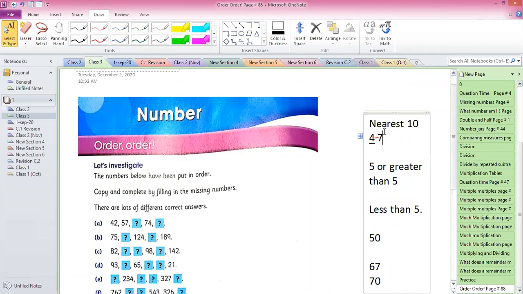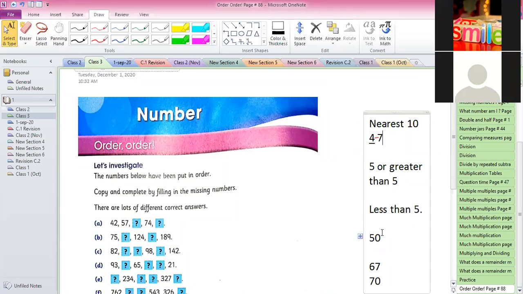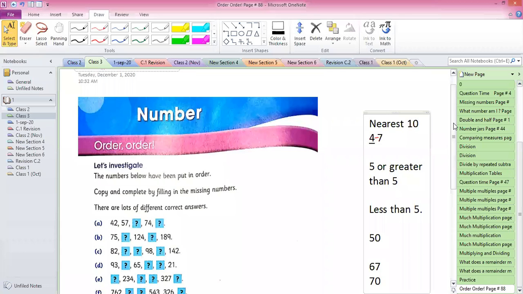If that number is 5 or greater than 5, then you will add 1 to the tens number and make the ones number 0. So like it was 47, so you add 1 here, it becomes 5, and then you add 0 on the ones place. In that way you had to do, and you completed all this practice.